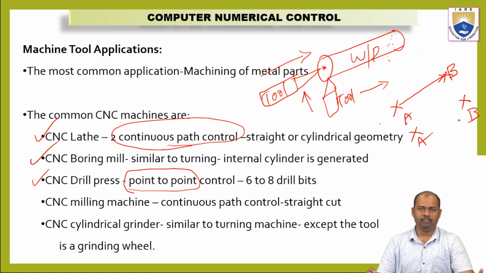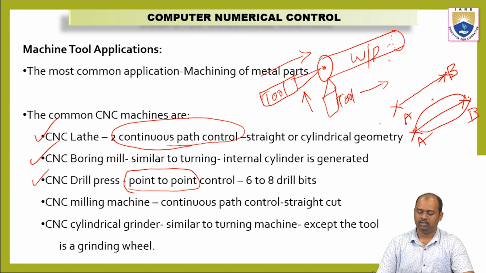It does not care about the path it followed, but it has to move from point A to point B. There is no path control. It can go in any direction, any direction it can go, and finally it has to reach point B.